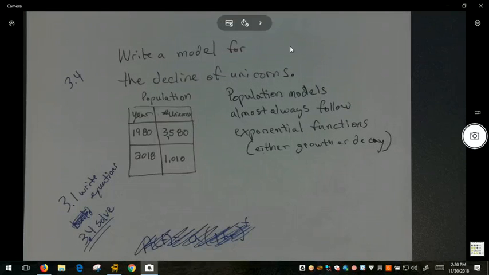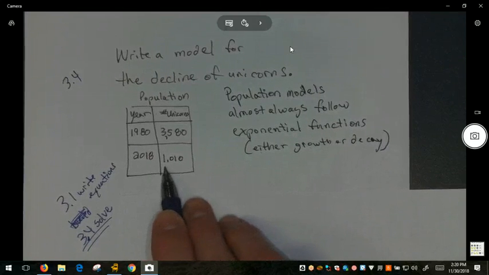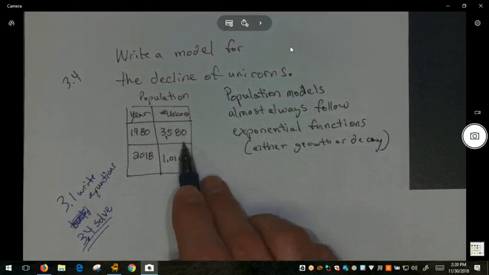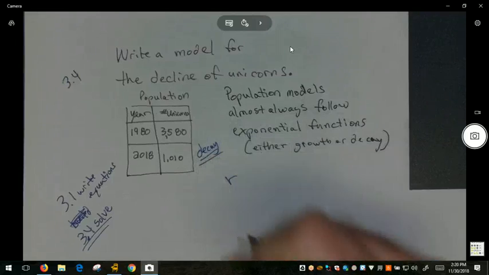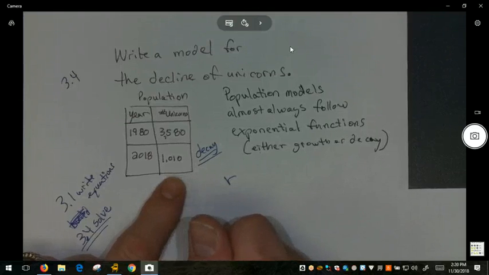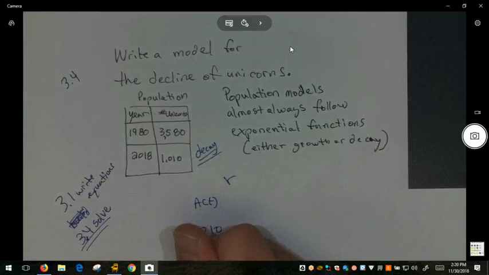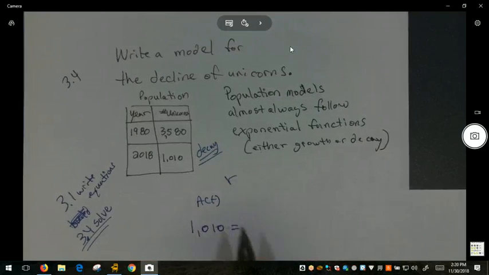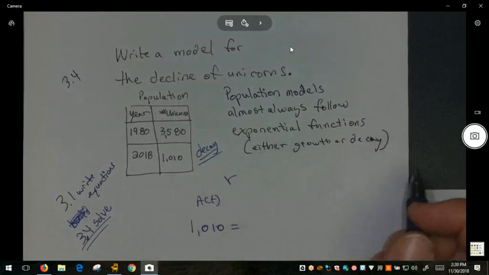We have this example where in 1980 the population of magical fictional unicorns was 3,580, and by 2018 that population was only 1,010, which means that we have a rate of decay. So we are going to build a decay model, but we have to calculate the rate first. So I'm going to set this up that in 2018, so this is the final amount, it doesn't say it was compounded daily or compounded continuously or anything like that. It just has a rate per year, an annual rate that we're trying to calculate.